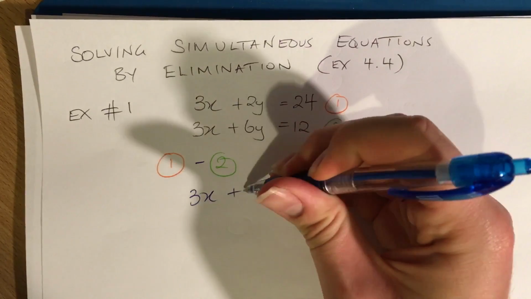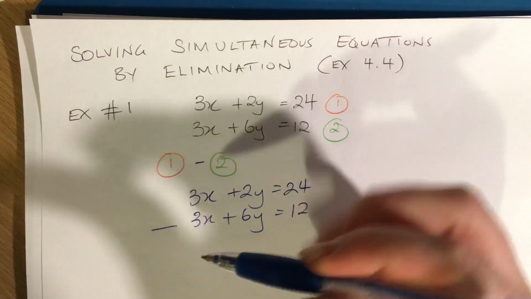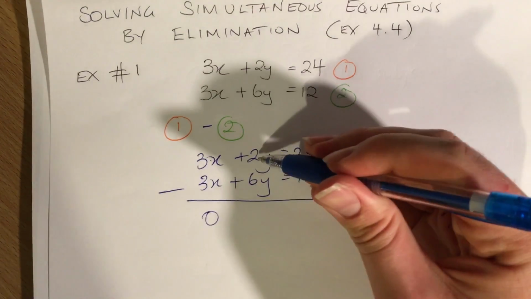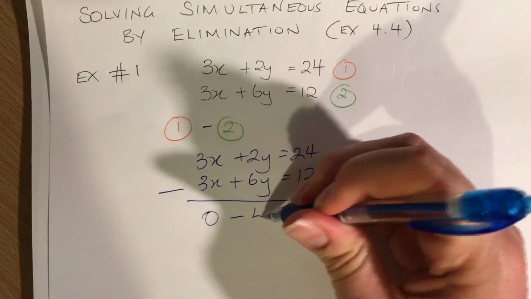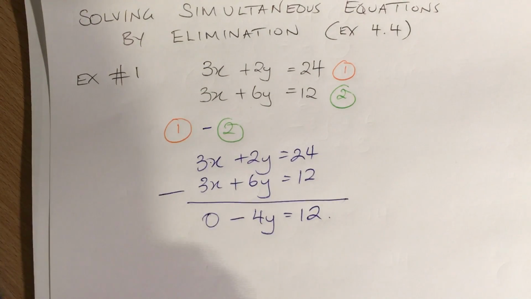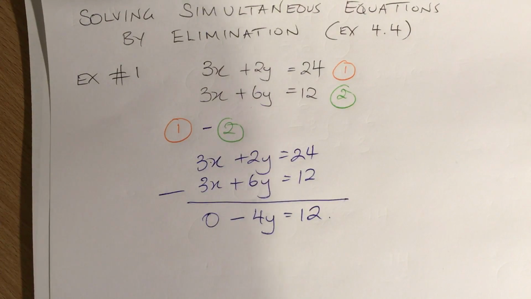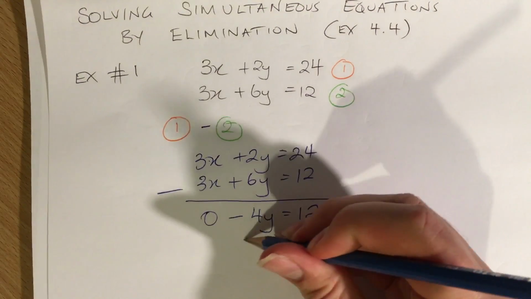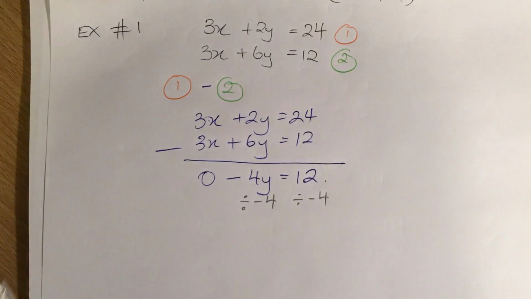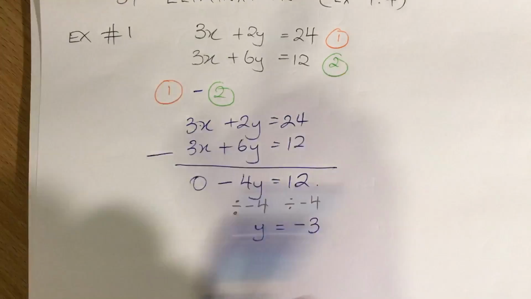So I'm going to get 3x plus 2y is equal to 24 minus 3x plus 6y equals 12. 3x take away 3x is just 0. 2y take away 6y is negative 4y. 24 take away 12 is equal to 12. Now I know that negative 4y is equal to 12. Before I substitute, I just divide both sides by negative 4. Y is equal to negative 3.